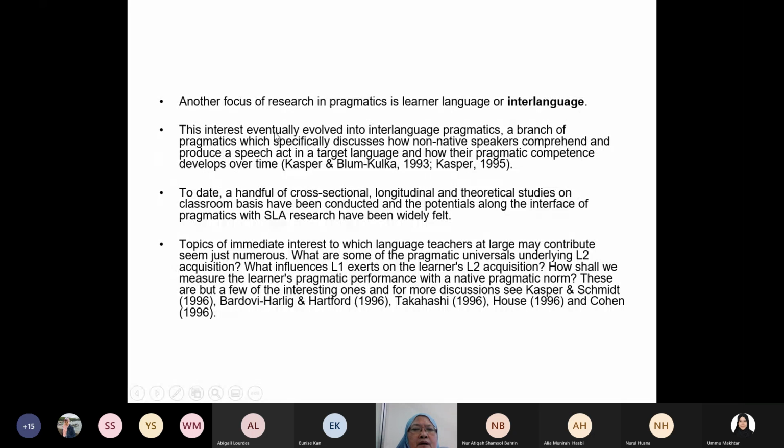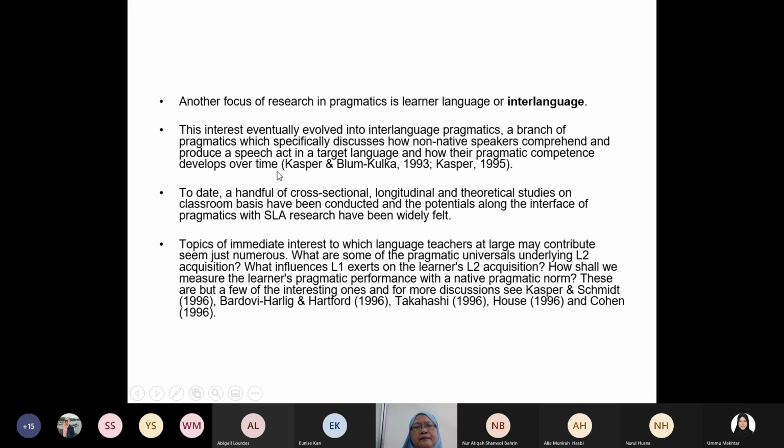Okay. Another focus of research in pragmatics is learner language, or we call them interlanguage. So interlanguage pragmatics is a branch of pragmatics which specifically discuss how non-native speakers comprehend and produce a speech act in a target language, and how their pragmatic competence develops through time.